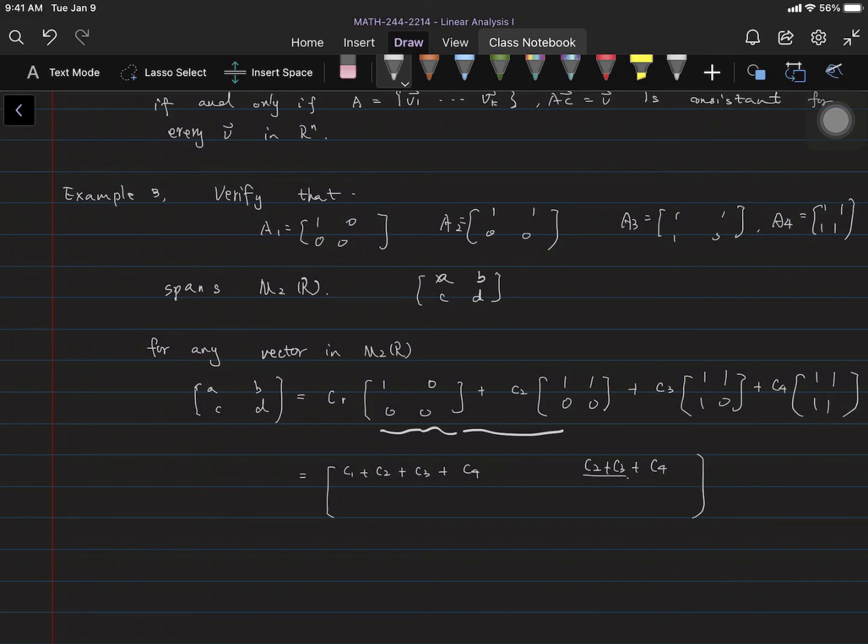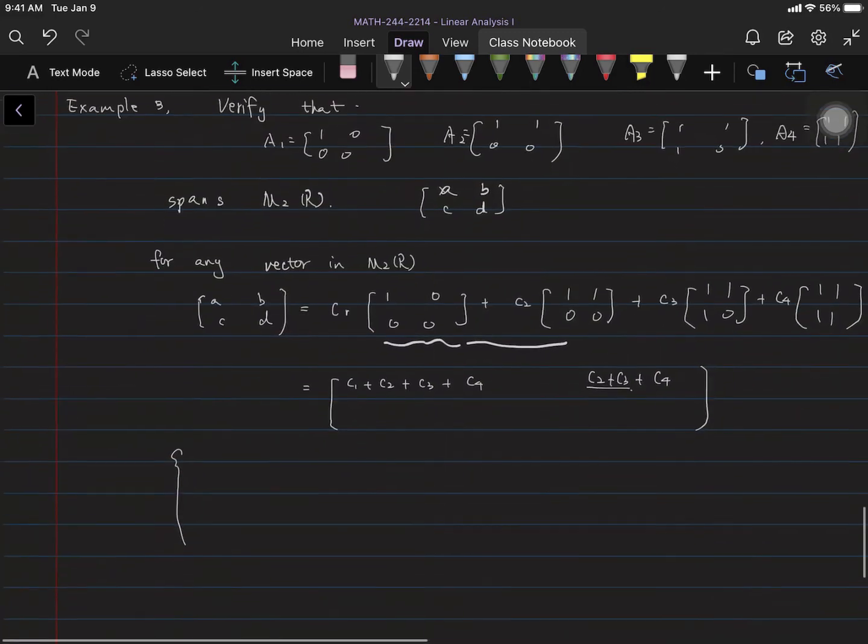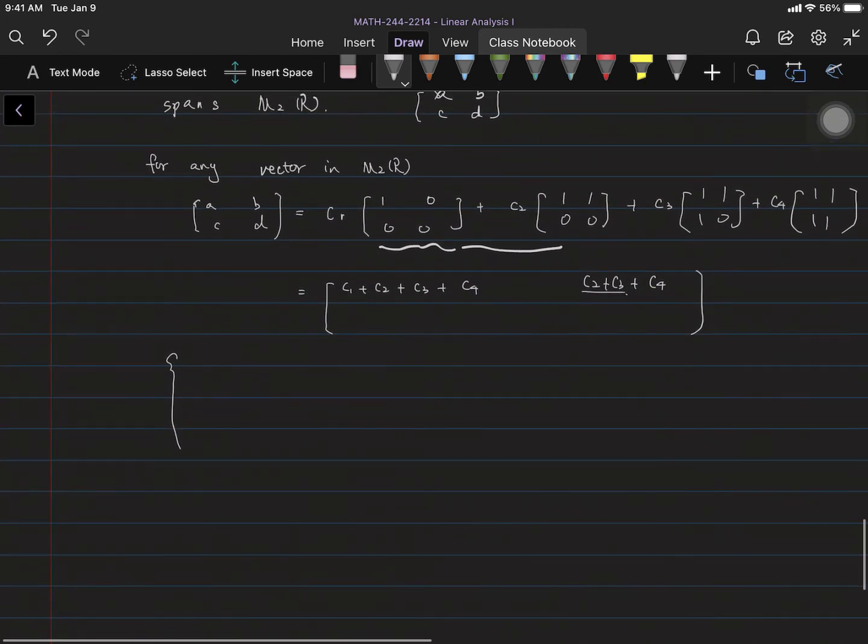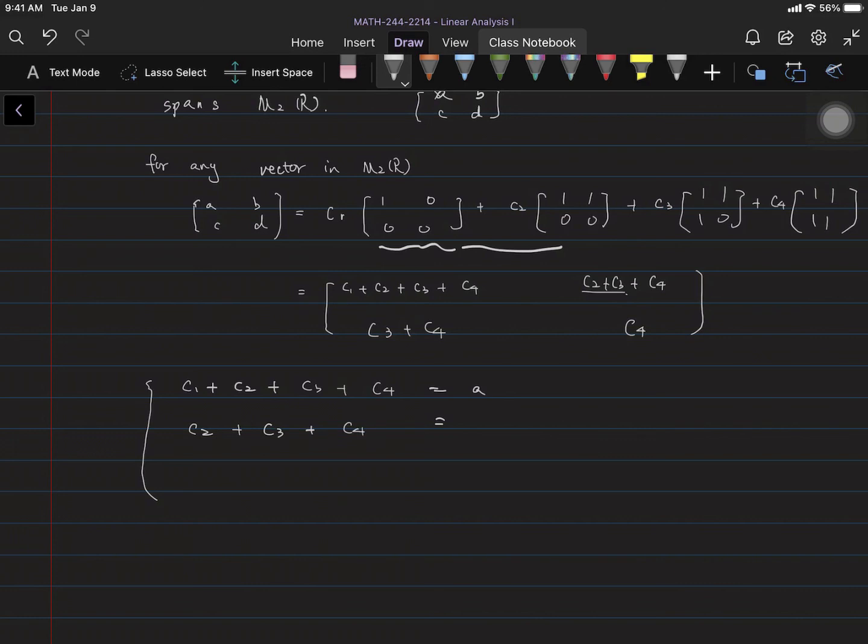You don't have to write down the step; you can directly write down the equations here, but I just want to show you the steps. This position is C3 plus C4, and this is C4. Is that correct? If the left side equals the right side, we can set up four equations, because all the components need to equal each other. So C1 plus C2 plus C3 plus C4 equals A, the second component equals B, C3 plus C4 equals C, and C4 equals D.